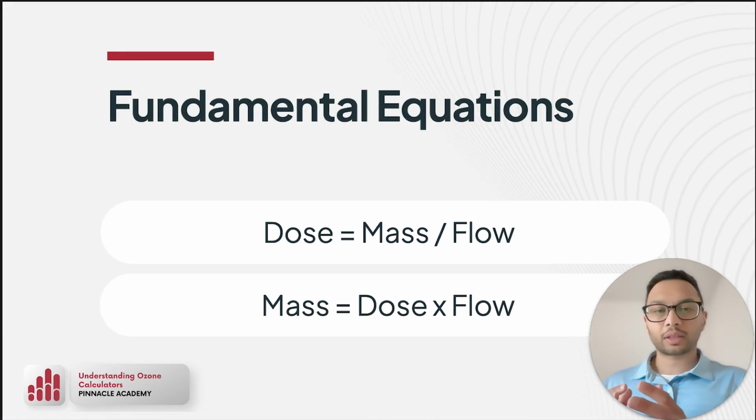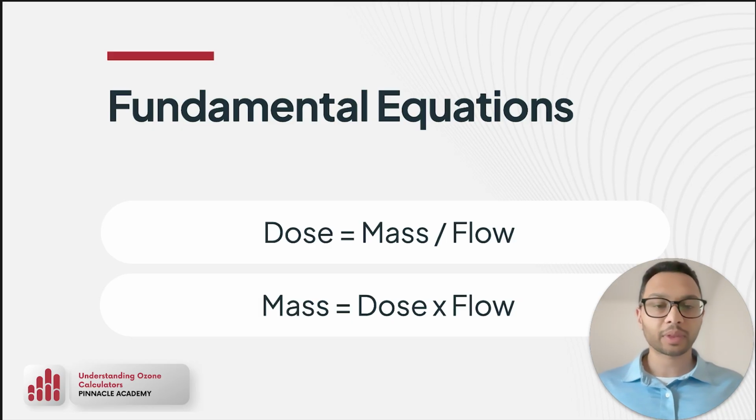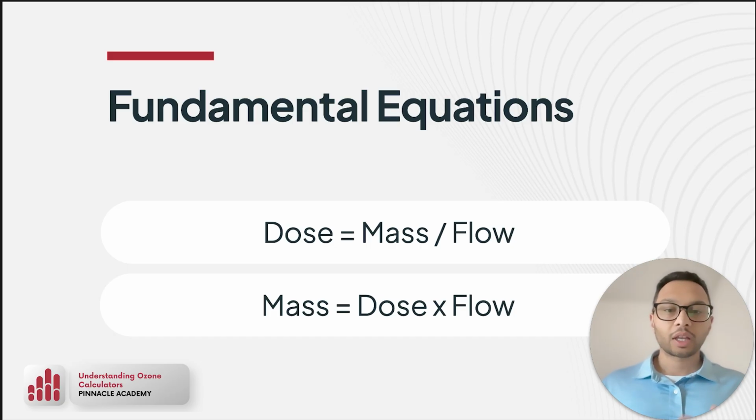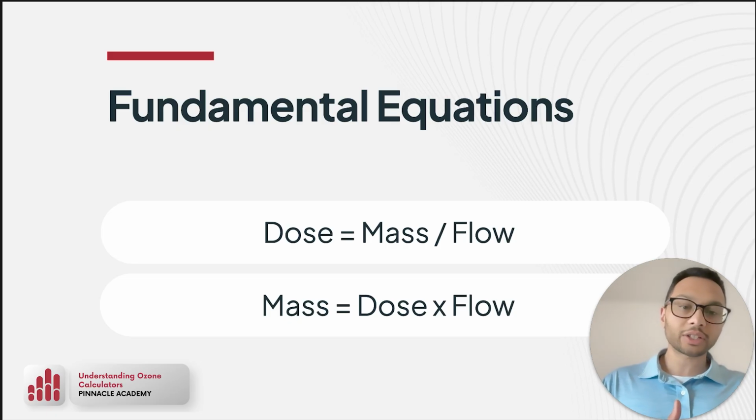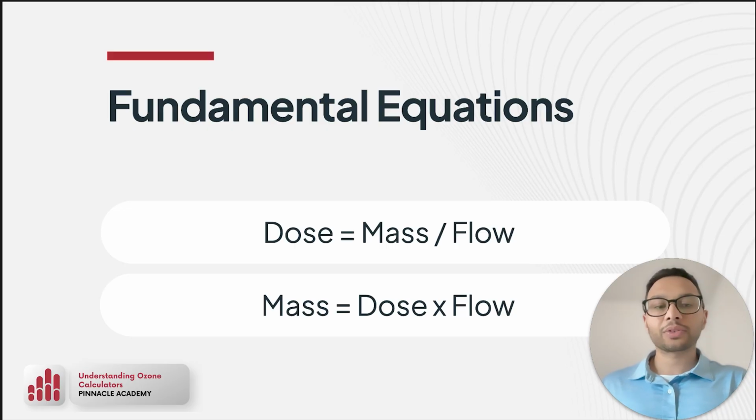So let's talk about the fundamental equations. At the core of the ozone system, there are two fundamental equations. You have dose, which is equal to mass divided by flow, or you have mass, which is equal to dose multiplied by flow. So it's basically one equation with variables moved around. This is the foundation of everything. If you know your required dose and your system flow rate, you can calculate the ozone mass required. From there, you size your ozone generator, you design your injection system, and then you can validate performance. This is not theoretical. This is what we use every day in real-life system design.